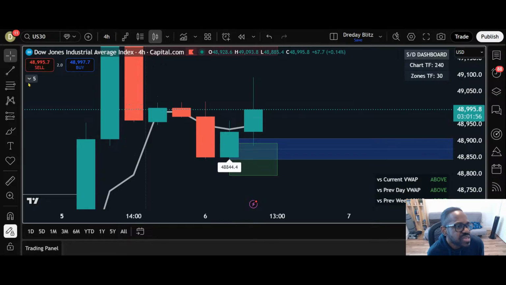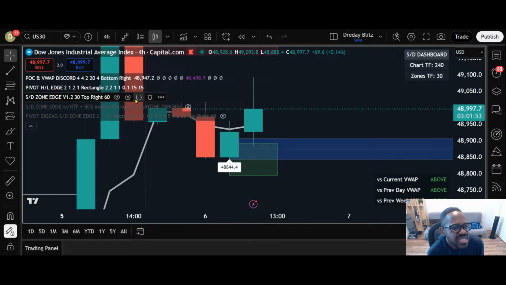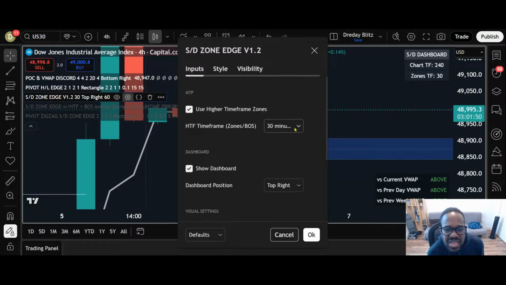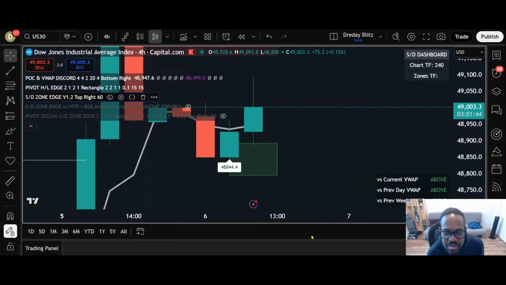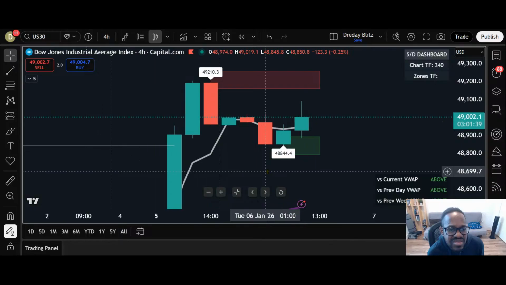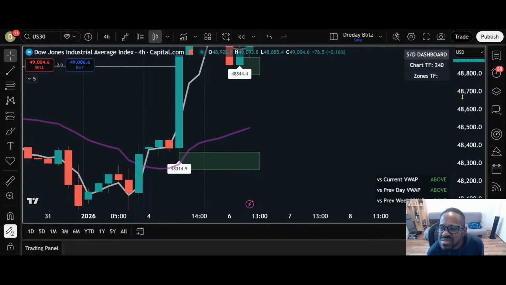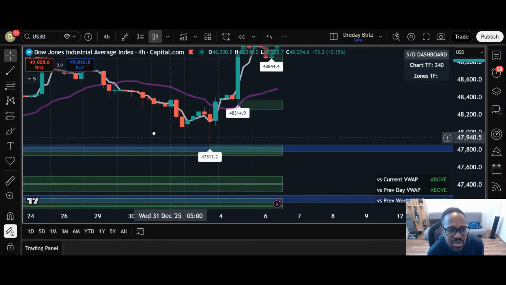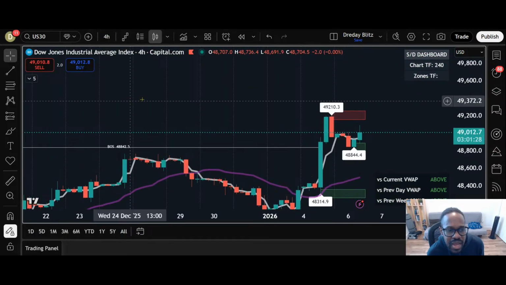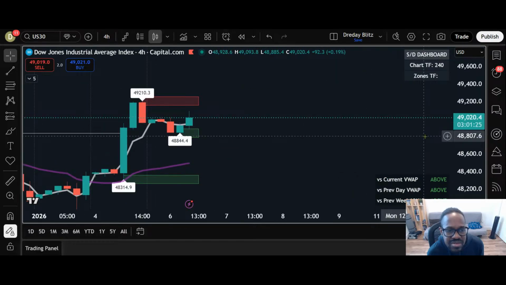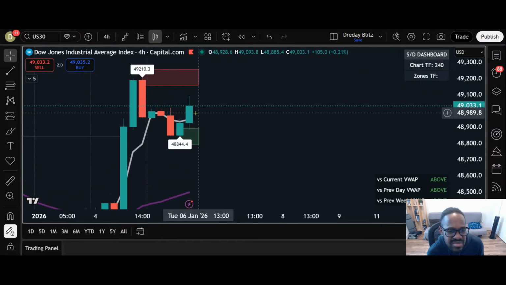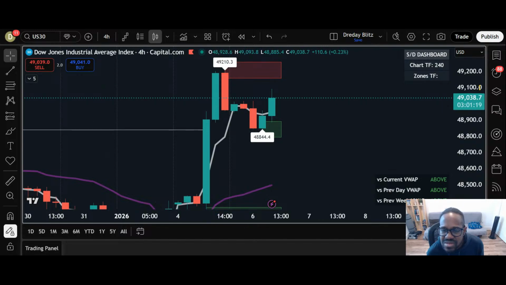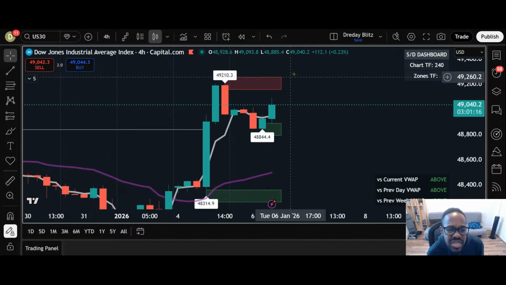All right, so let me just change something here in the settings, because we are looking at the 30 minutes. I'm just gonna put it at chart, so that way it's gonna put the default one. So as you can see, the demand zone on the 4-hour was right here. We don't have any supply zone yet. This is only pivot points. So basically, price is trying to reach a certain level here.